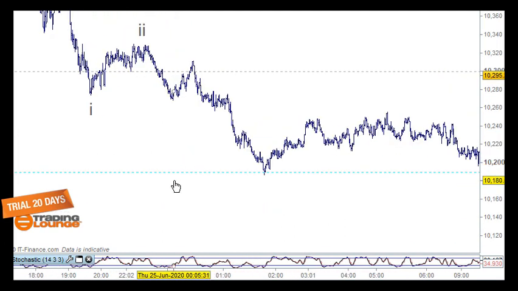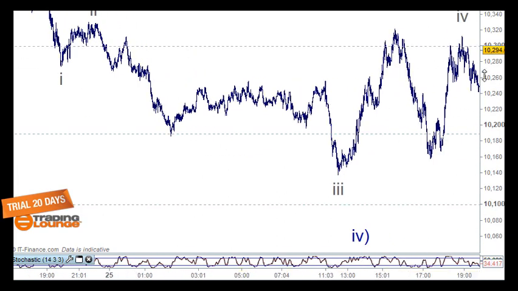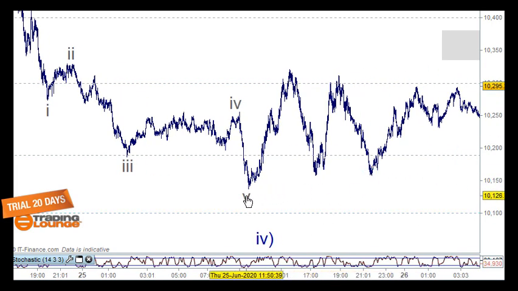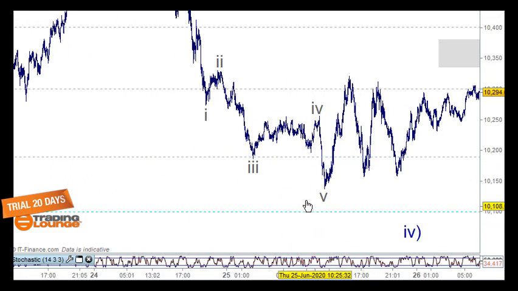When we look at this here, we could look at this as 1 and 2 here, and then 1, 2, 3, 4, 5 here for the third wave maybe. And then the fourth wave here, and then the fifth wave here for that. But that gives us 5 waves down through to this point here.